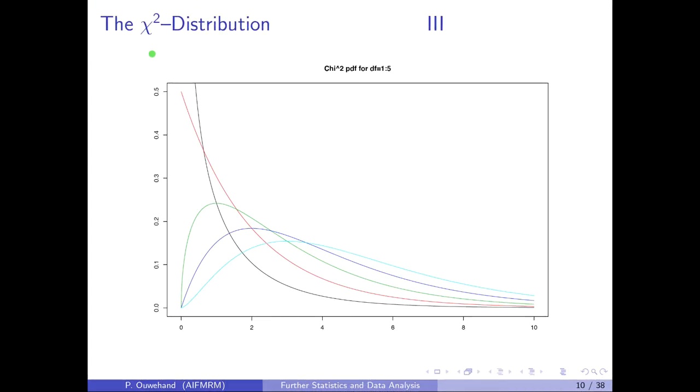Here we show the probability density function for the chi-squared distribution for various degrees of freedom. The chi-squared distribution with 1 degree of freedom has the curve shown in black here, which looks hyperbolic. With 2 degrees of freedom, that has alpha equal to 1, and is therefore exponential, is shown in red. 3 degrees of freedom is shown in green, 4 degrees of freedom in blue, and 5 degrees of freedom in cyan.